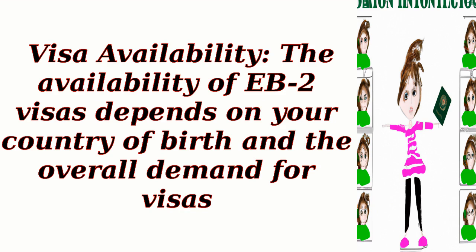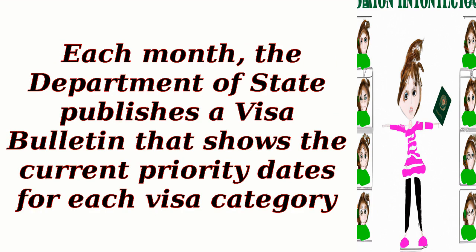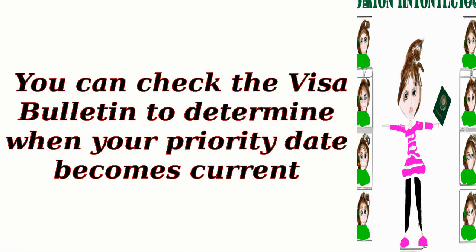Visa availability. The availability of EB-2 visas depends on your country of birth and the overall demand for visas. Each month, the Department of State publishes a visa bulletin that shows the current priority dates for each visa category. You can check the visa bulletin to determine when your priority date becomes current.